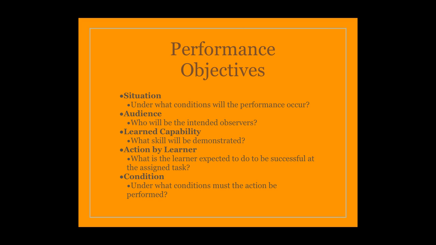So what does that mean? That means we're going to have certain conditions under which the performance will occur, certain intended observers who are going to be probably grading or viewing or evaluating the product that's going to be produced, a learned capability, a skill that's going to be demonstrated that might be tied to one of the core content areas, or perhaps actually multiple content areas demonstrated. Action by learner, meaning what is the learner expected to do? These are the intended actions by learner.